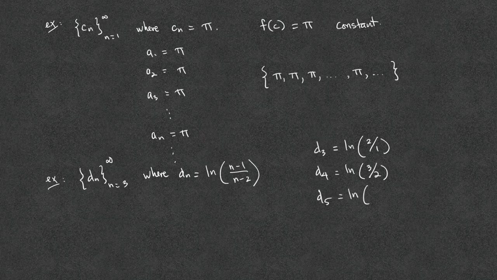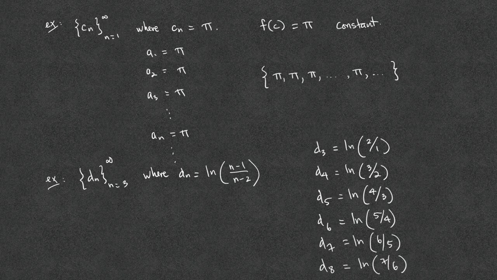D sub 5 is ln of 4 over 3. D sub 6 is ln of 5 over 4, and so on. Starting with n equals 3, we obtain the first 6 terms.